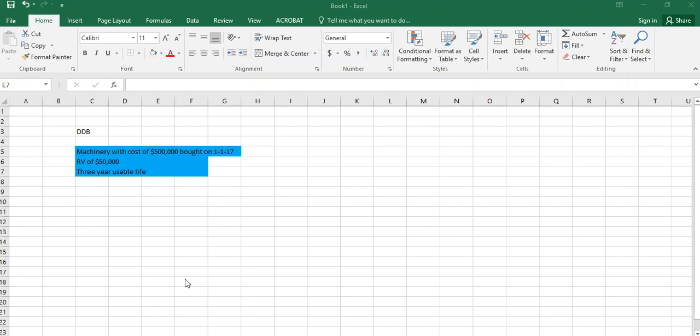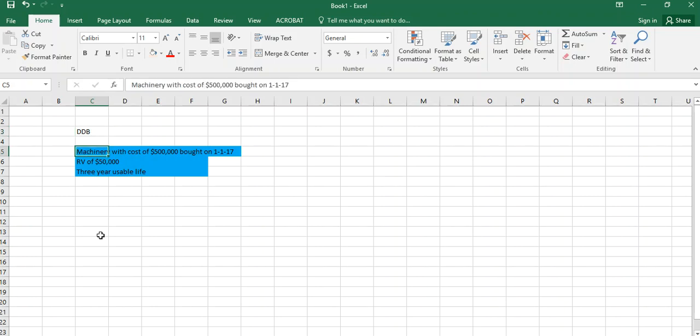Okay, let's look at our favorite depreciation method of all time, double declining balance. I've had other examples that were straight line before. Let's look at one of the more complex ones, double declining balance.